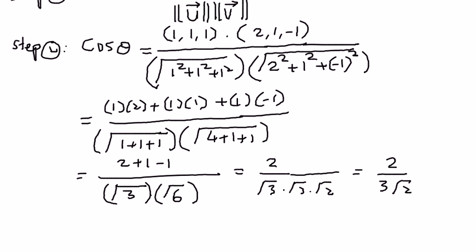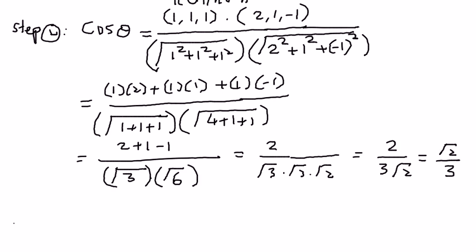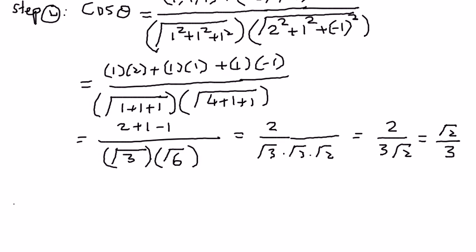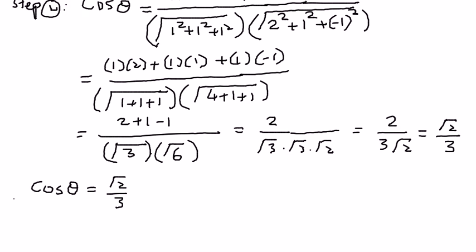Therefore we can further simplify this and write it as square root of 2 divided by 3, because 2 means square root of 2 times square root of 2. We have a square root of 2 in the denominator, we can cancel that out, therefore it comes down to square root of 2 divided by 3. And now this is what we have: cosine theta is equal to square root of 2 divided by 3, and therefore we want to find the value of theta.